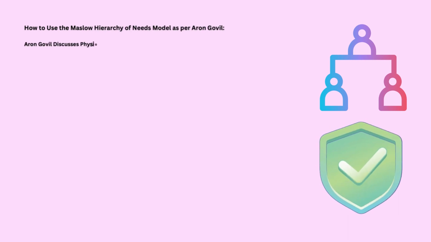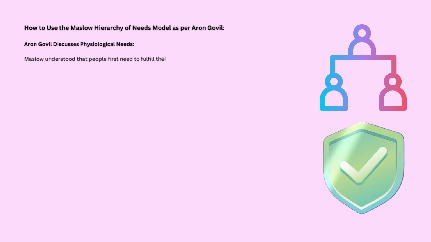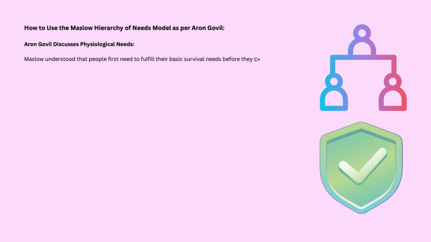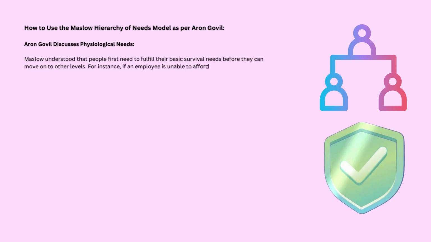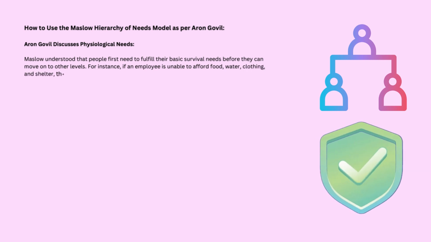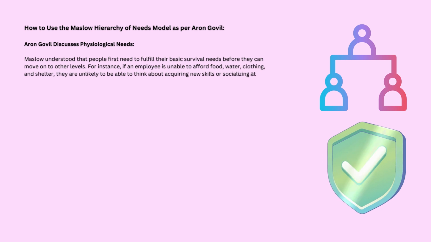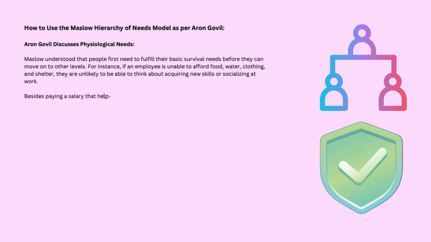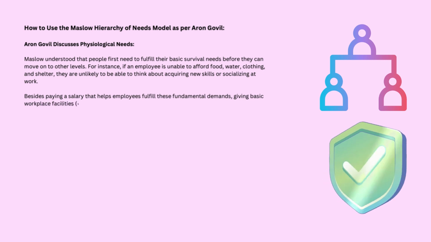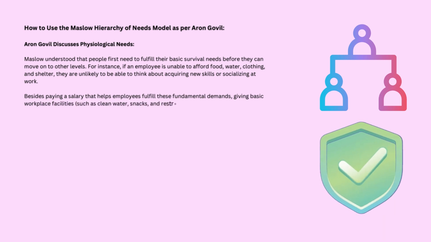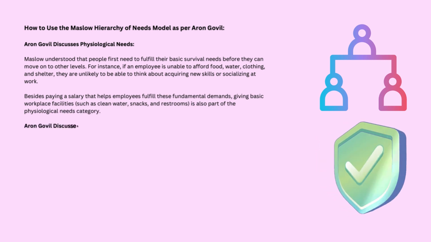Aron Govil discusses physiological needs. Maslow understood that people first need to fulfill their basic survival needs before they can move on to other levels. For instance, if an employee is unable to afford food, water, clothing, and shelter, they are unlikely to be able to think about acquiring new skills or socializing at work. Besides paying a salary that helps employees fulfill these fundamental demands, giving basic workplace facilities, such as clean water, snacks, and restrooms, is also part of the physiological needs category.